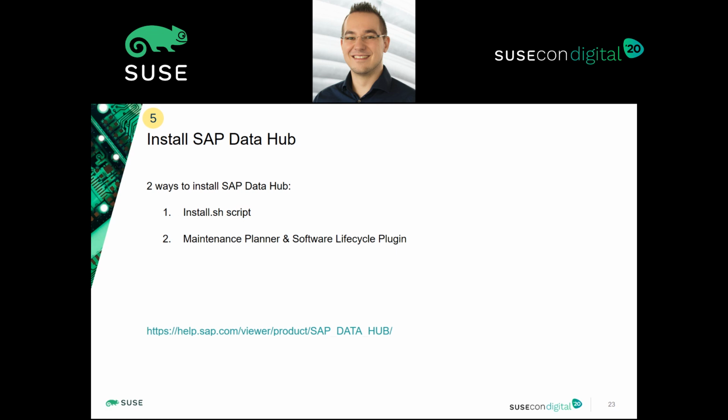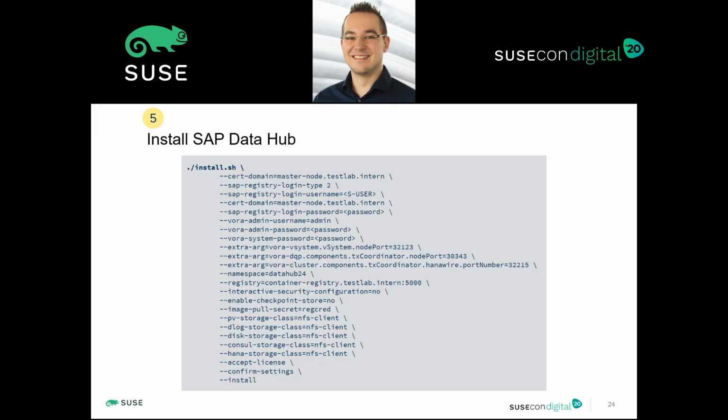When you're done with the registry, you can finally install the SAP Data Hub. And there are two ways to do that. First is the install script, and second, the maintenance planner and software lifecycle plugin. If you're not sure which one to choose, you can have a closer look at the link below. If you want to automate the installation, of course you will need to use the install script. But even if you don't want to automate it, you can still use the installation script.